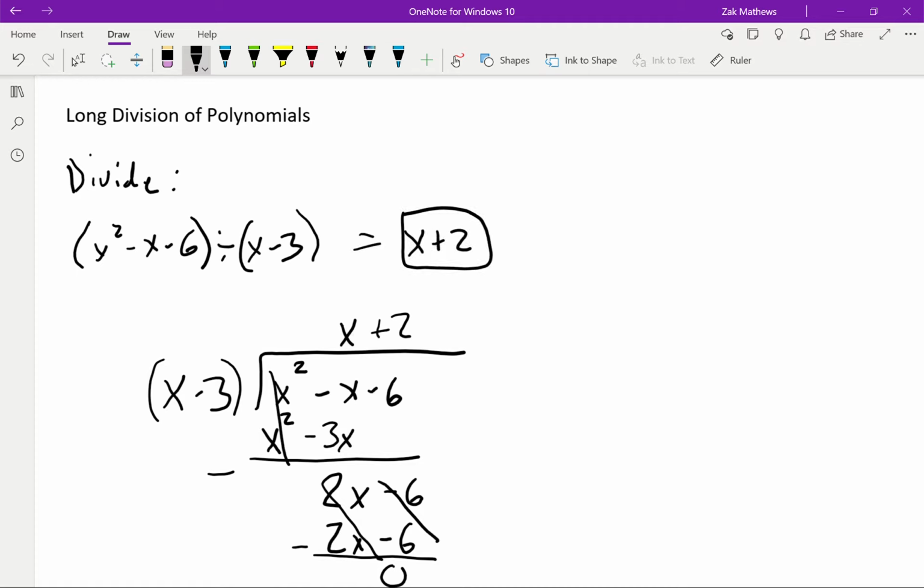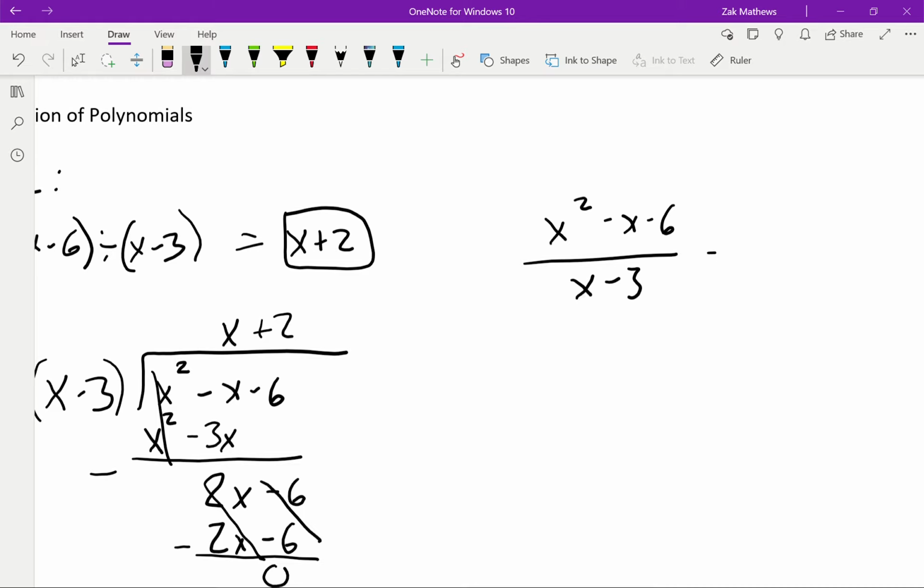Now this one we could have actually done without long division. If I'd set this division problem up a different way, x squared minus x minus 6 divided by x minus 3, remember fractions are just division, we would have looked at this and said, oh, we can factor the numerator, x plus 2, x minus 3. And then in the denominator we would have had the x minus 3. This x minus 3 is canceled, leaving us the x plus 2.